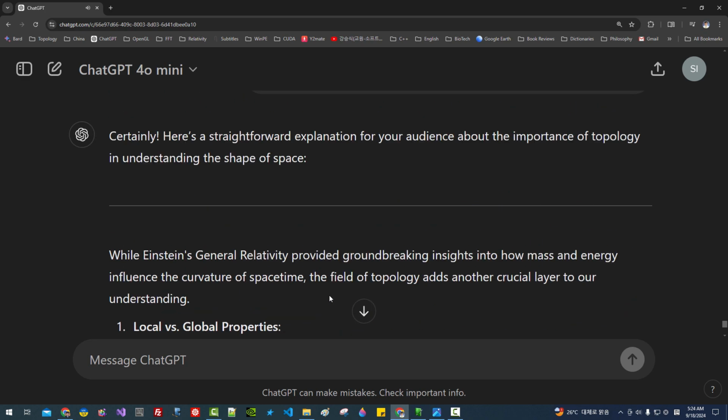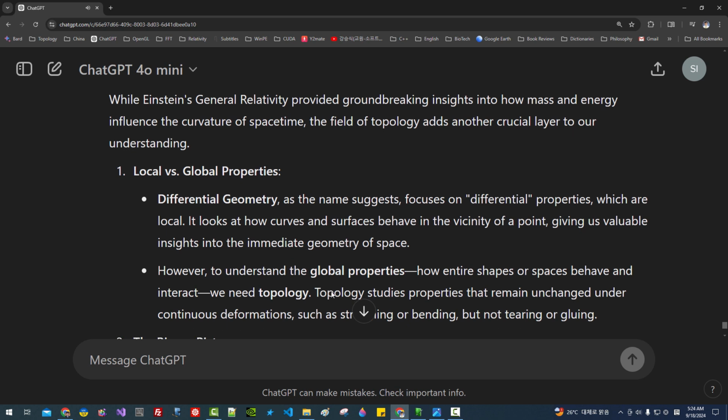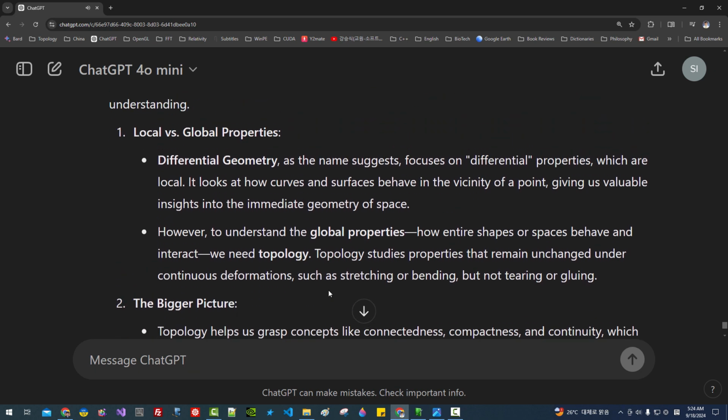Certainly. Here's a straightforward explanation for your audience about the importance of topology in understanding the shape of space. While Einstein's general relativity provided groundbreaking insights into how mass and energy influence the curvature of spacetime, the field of topology adds another crucial layer to our understanding. 1. Local versus global properties. Differential geometry, as the name suggests, focuses on differential properties, which are local. It looks at how curves and surfaces behave in the vicinity of a point, giving us valuable insights into the immediate geometry of space.